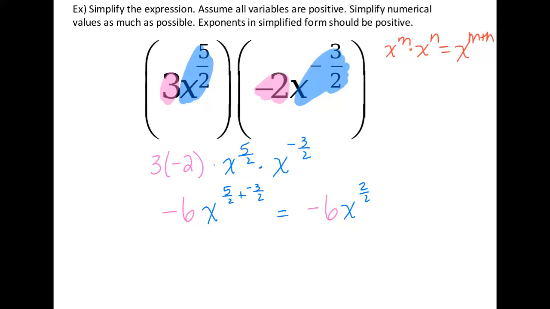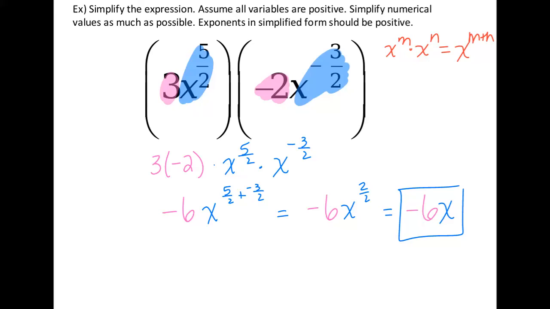2 divided by 2, which is going to give us just 1, basically. So negative 6 times x to the first power, or just negative 6x. Because, again, 5 minus 3 is 2, yes? And then 2 divided by 2 is 1. So it's x to the first, or you can just leave it as x. Oh, okay, I get it now.